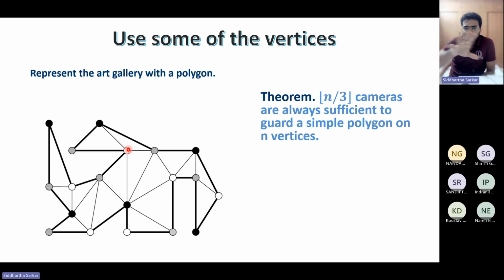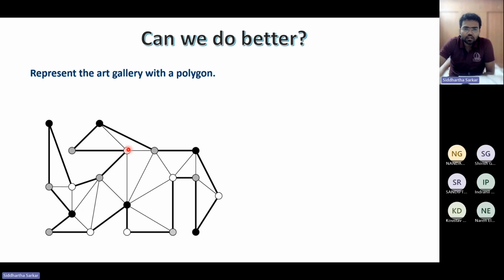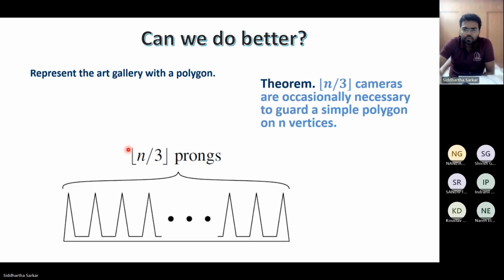But this is only the first part of the art gallery theorem. The second part says that we cannot do better. There are some cases where we cannot do any better than n/3 floor. So n/3 floor cameras are occasionally necessary to guard a simple polygon on n vertices. For example, look at this picture. Here is a comb-shaped polygon. These are the teeth, or prongs, of the comb. There are n/3 floor prongs.